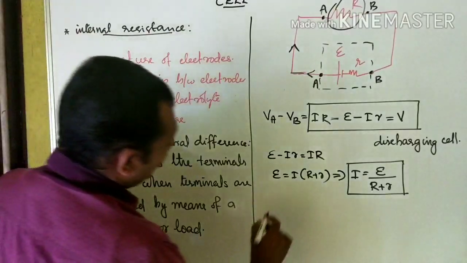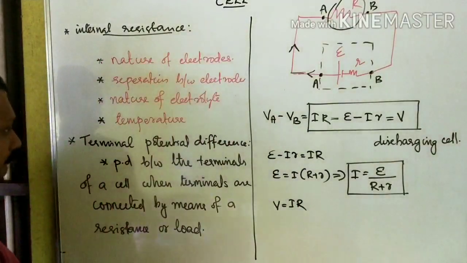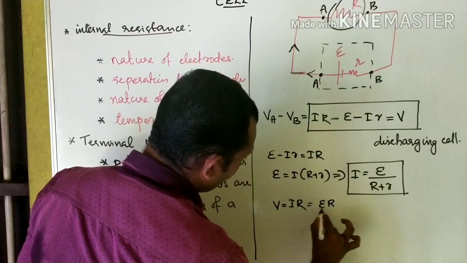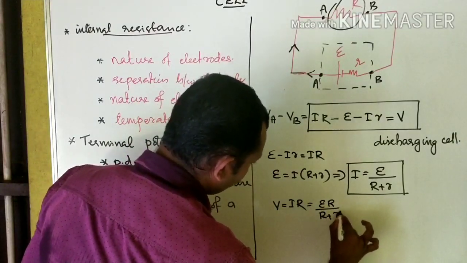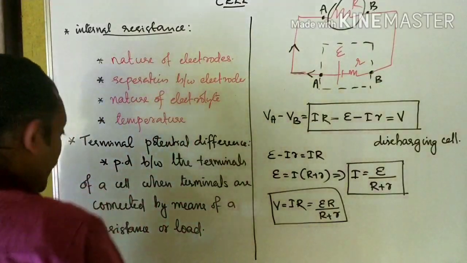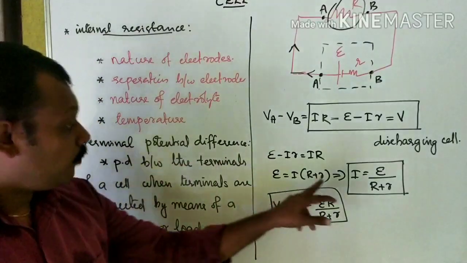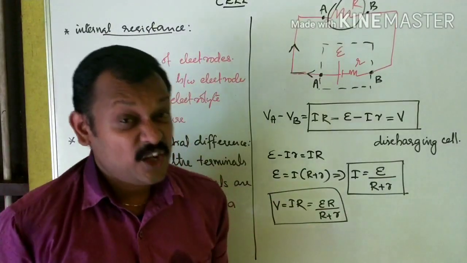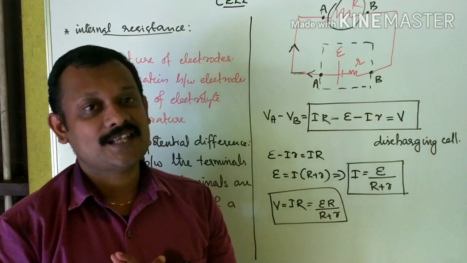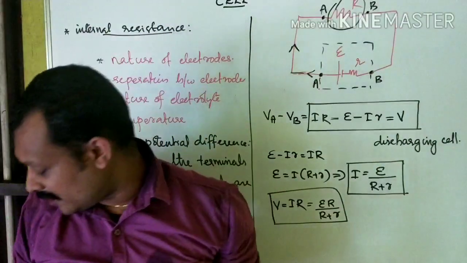Now in this case the terminal potential V is equal to I into capital R, which is equal to epsilon into capital R divided by capital R plus small r. This is the expression for the terminal potential of a discharging cell. What is capital R? The external load resistance. What is small r? The internal resistance of the cell.